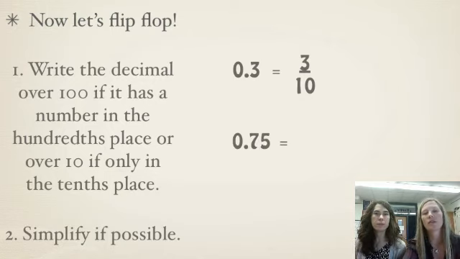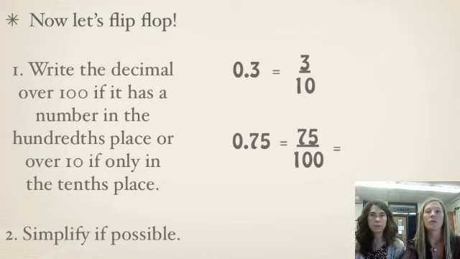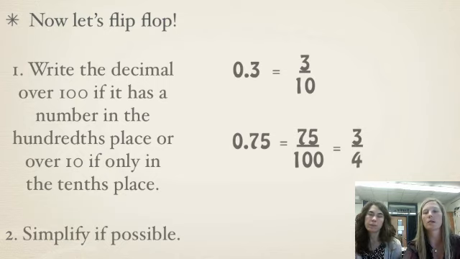This one, 75 hundredths, if I was reading that, the 75 ends in the hundredths place, so I would write it over 100. Now, this time, that's a lot bigger. So this is where we need to go into step number 2, simplifying. So what can go into 75 and 100? And if you're thinking money, you're thinking 25, right? Quarters. So 3/4 make 75, 4/4 make 100. So that is where the 3/4 comes in.